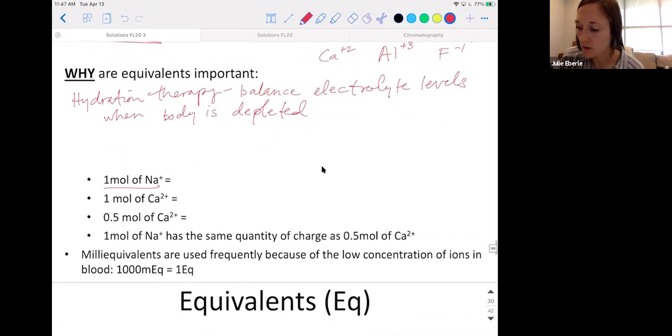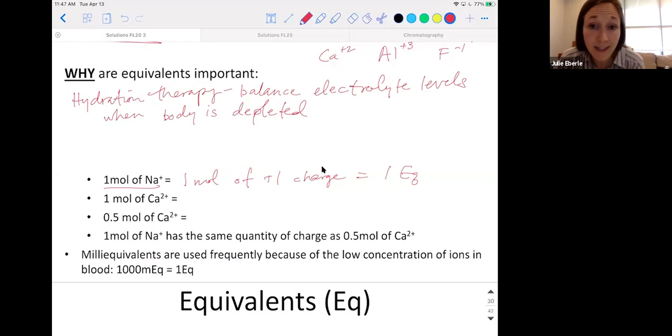So let's think about this. 1 mole of sodium cations would give you 1 mole of +1 charge. You just look at the charge. If I got 1 mole of it and it's a +1, then you have 1 mole of +1 charge. So that would be equal to 1 equivalent.